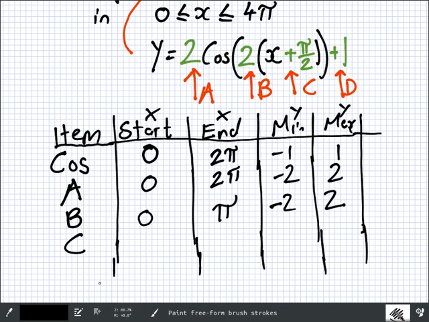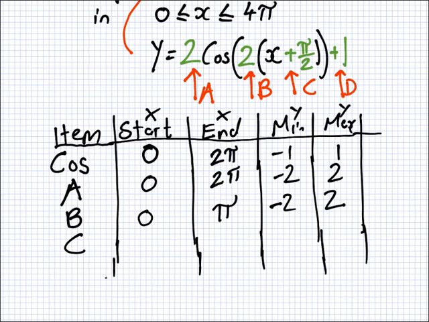Moves it left. How much? Pi over 2. So it does not start at 0. It's been moved to the left. Where will it start? Minus pi over 2. And it does not finish at pi. It'll now finish at? Half pi. Thank you. Half pi. And the min and the max are not affected.